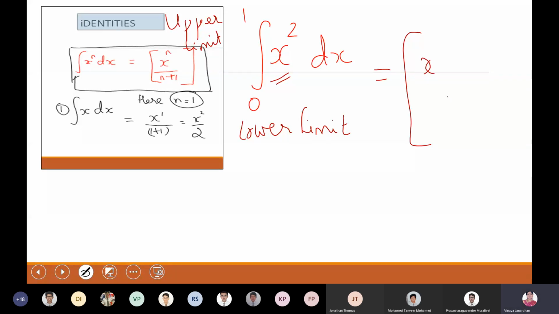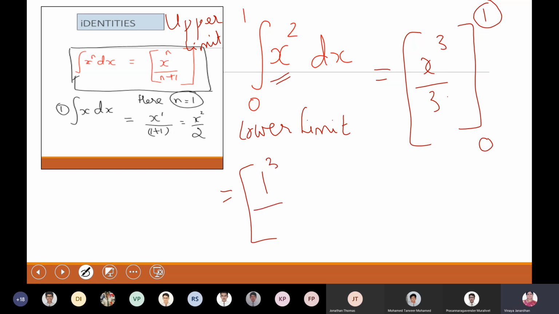X to the power of 3 by 3. Now I have to put the lower limit and upper limit. First, x will take the value of the upper limit. What is the upper limit over here? 1. So x takes the value 1 cube by 3. Next, x takes the value of the lower limit, so 0 cube by 3. So this becomes equal to 1 by 3.